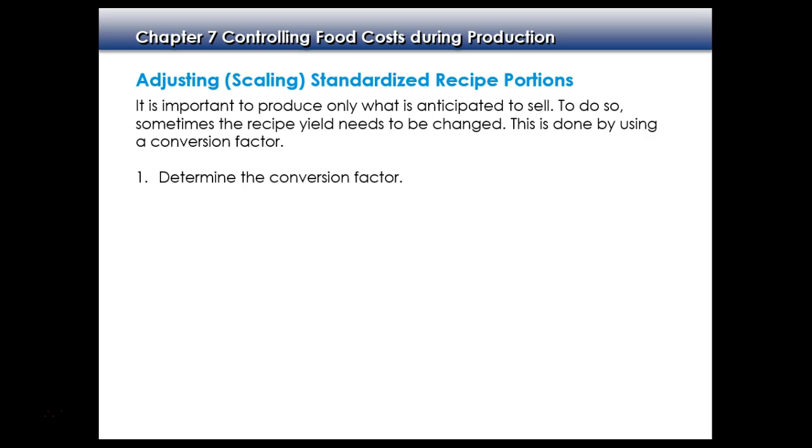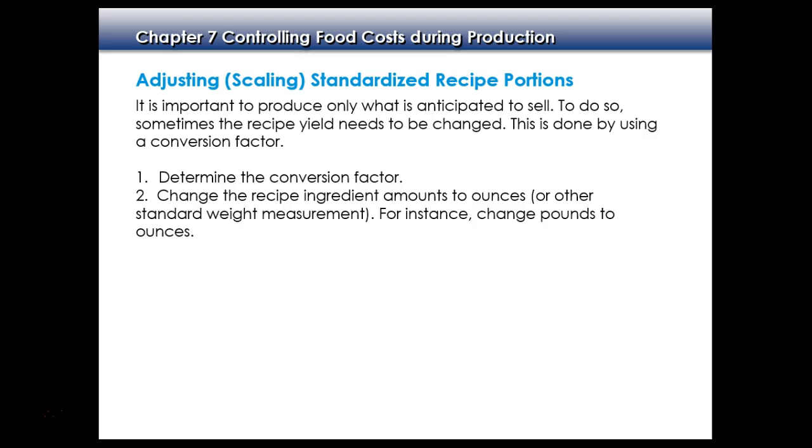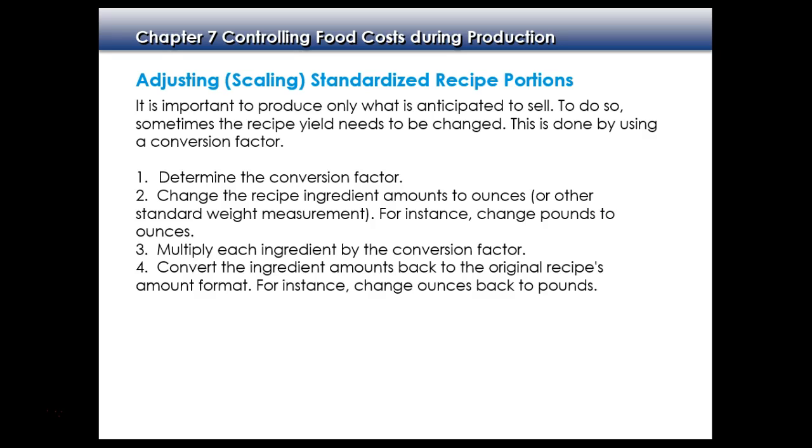So the first step is to determine the conversion factor. Change the recipe ingredient amounts to ounces or other standard weight measurements. For example, change pounds into ounces. Multiply each ingredient by the conversion factor. Then convert the ingredient amount back to the original recipe's format. For instance, change ounces back to pounds.